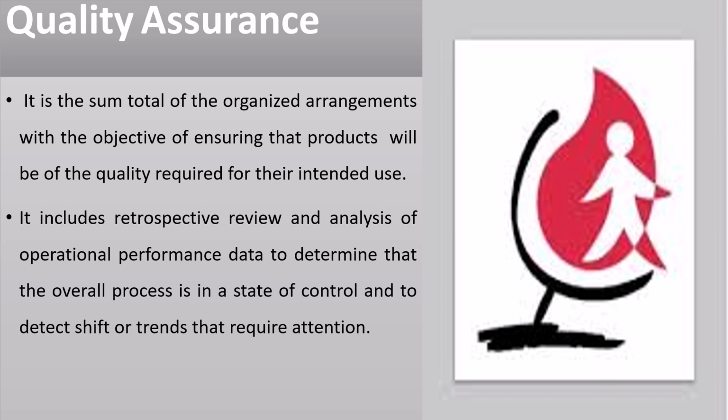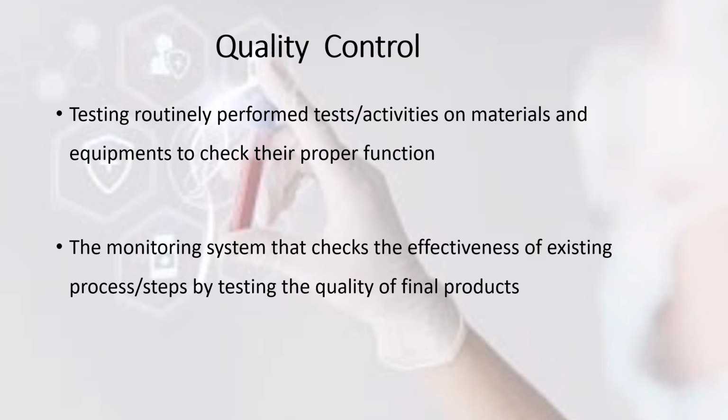It is the sum total of the organized arrangements with the objective to ensure that the product will be of a good quality that is required for the intended use. It will include your retrospective review, analysis of operational performance data to determine that the overall process is in a state of control and to detect the shifts and trends that require control. So testing routinely performs test activities on material or equipment to check their proper function. The monitoring system checks the effectiveness of the existing process step by testing the quality of the final product.